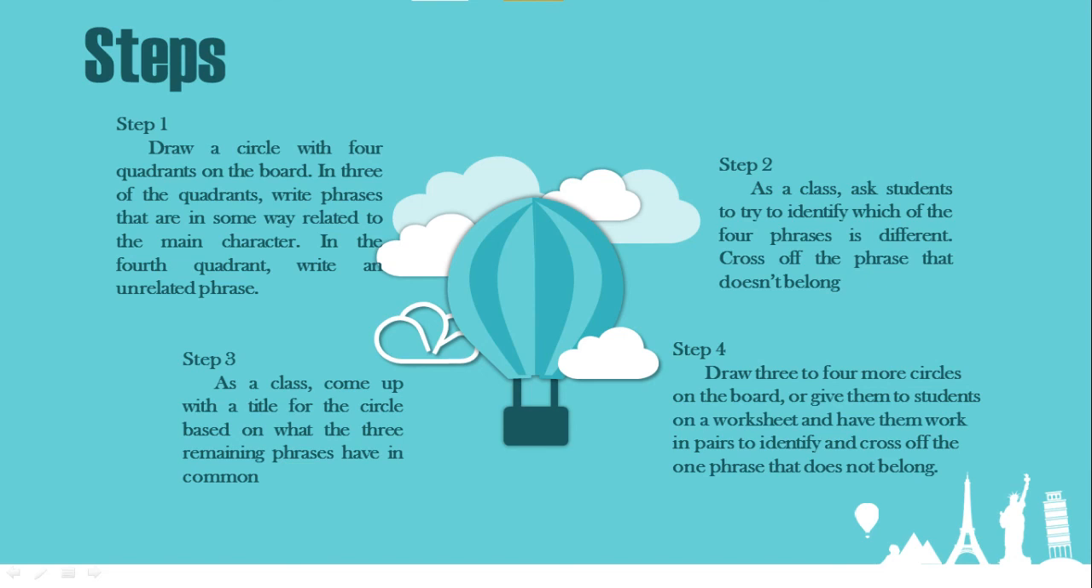3 adjectives to describe the main character and 1 adjective that does not describe the character. 3 places that the character visited in the story and 1 place not mentioned. Or 3 names of the character's friends and 1 name of an adult. Second, as a class, ask students to try to identify which of the 4 phrases is different.